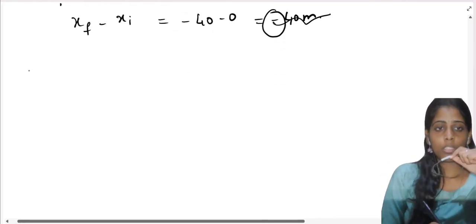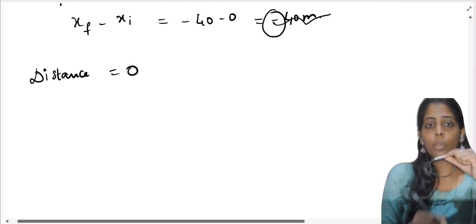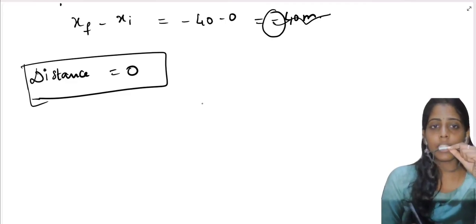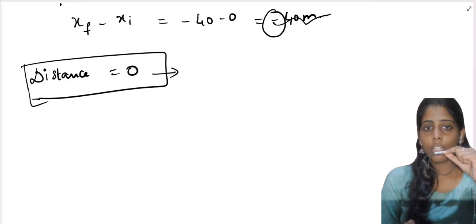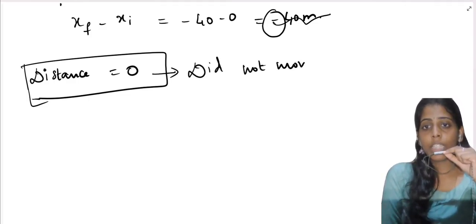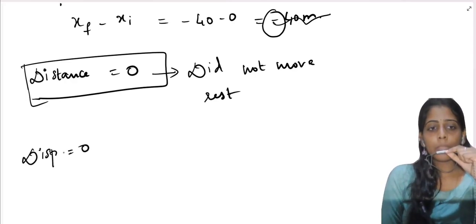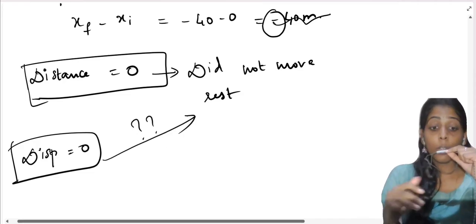One more thing to note. If, let us say, the distance travelled is 0, what does this mean? That means the total path covered by the object in reaching its initial and final position is 0, right? That means this object did not move at all. It is at rest, right? Whereas if I am telling my displacement is 0, does it mean that this object is at rest? Not necessarily.